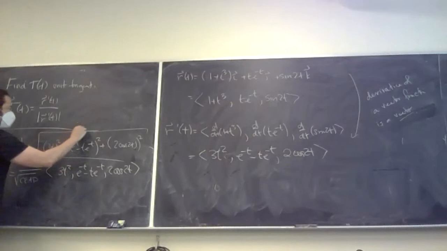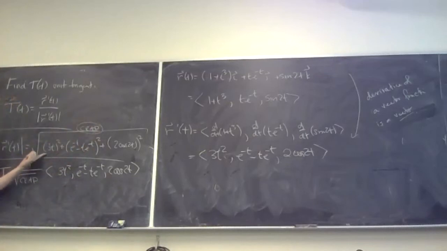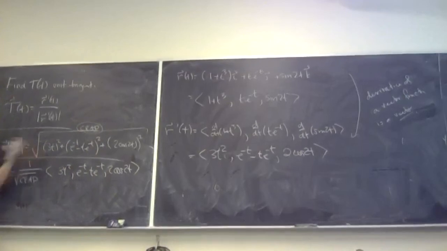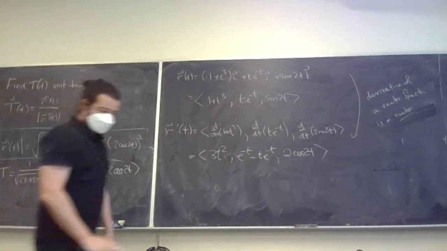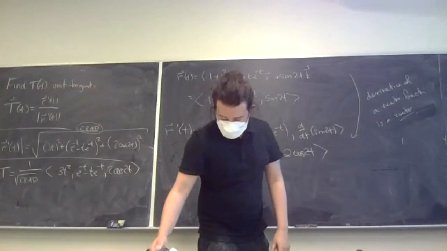So why do I say crap? Because unless this is very simple, you would never compute this by hand. It's important that you understand conceptually what's going on here: you're deleting out the speed and just keeping the direction. Okay. All right.